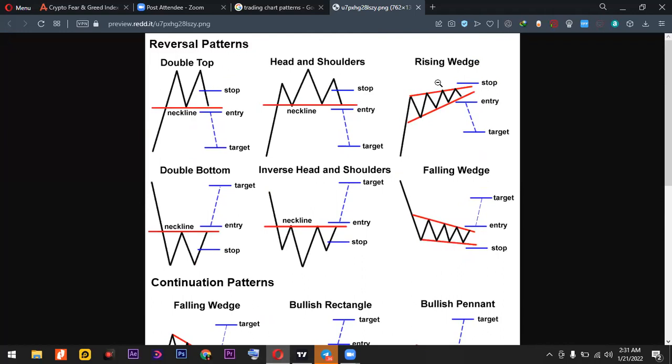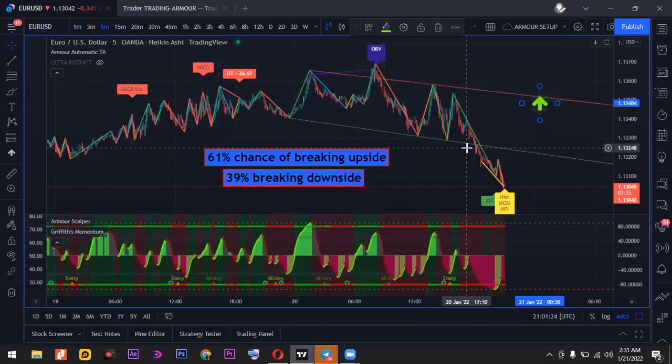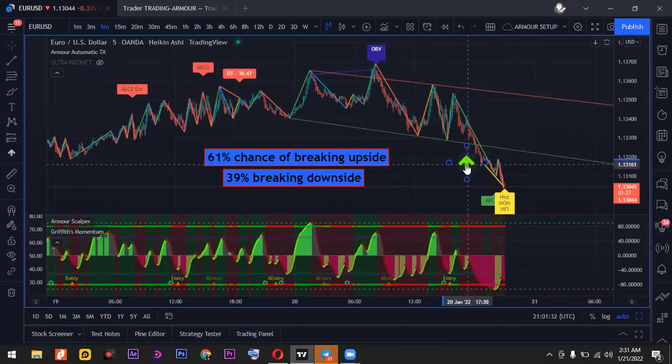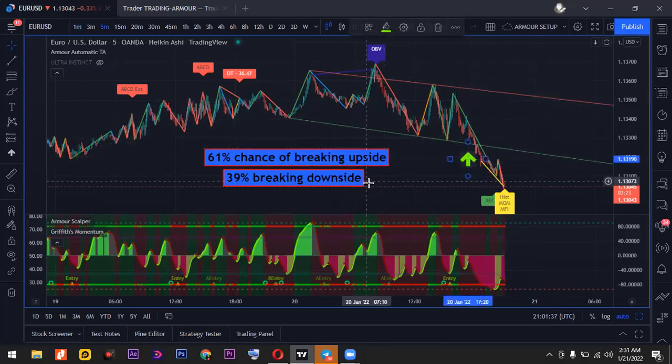And the rising wedge is the opposite. So rising wedge, 61% chance of breaking downside and 39% chance of breaking upside. So what we are witnessing now is the 39% chance. Here it's broken downside. So this line is broken. It's very visible, and we can enter after the breakout.